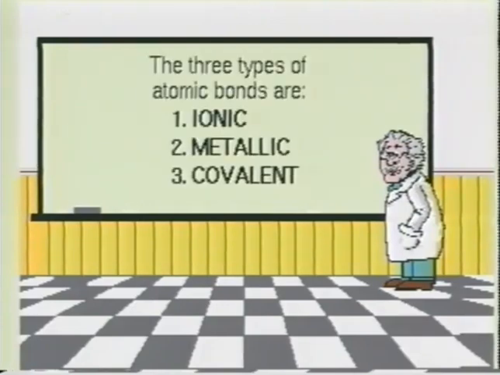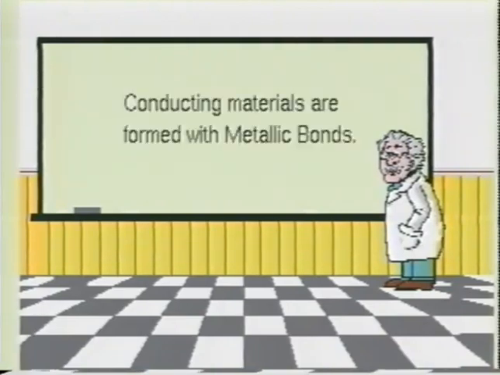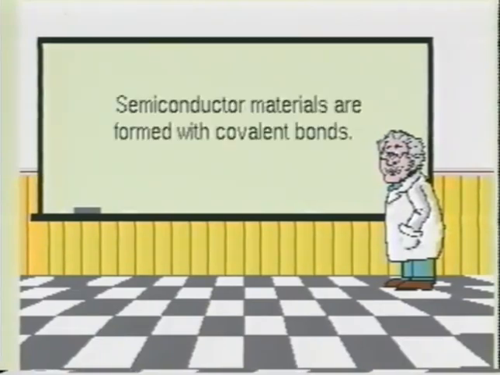There are three kinds of atomic bonds: ionic, metallic, and covalent. Insulating materials are formed with ionic bonds. Conductors are formed with metallic bonds. And semiconductor materials are formed with covalent bonds.